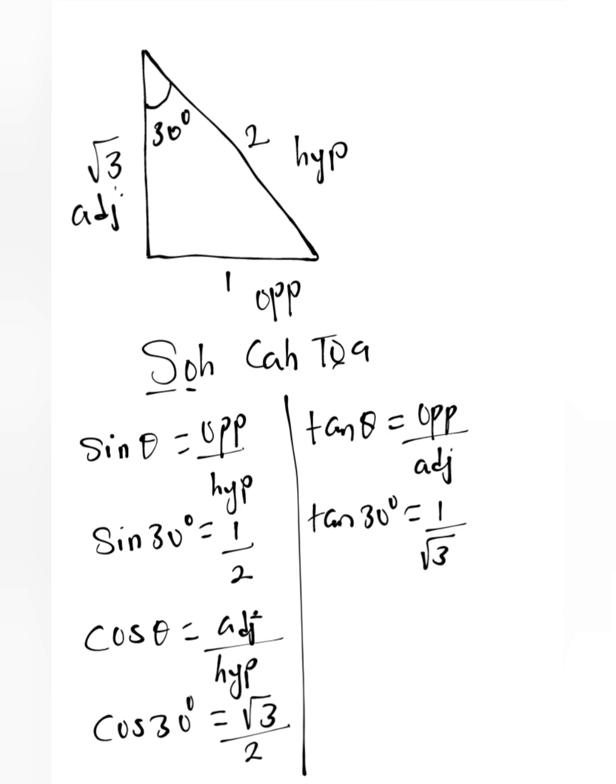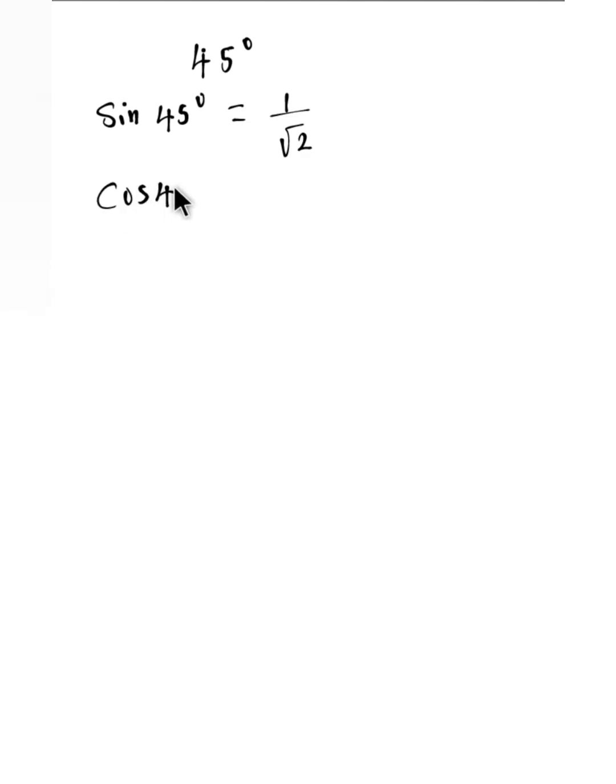And these are the special angles for angle 30 degrees. Sin 30 degrees is 1 over 2, cos 30 degrees is root 3 over 2, tan 30 degrees is 1 over root 3. Now let's list out all the special angles that we have derived. Angle 45 degrees. Sine 45 degrees is equal to 1 over root 2. Cos 45 degrees is equal to 1 over root 2. Tan 45 degrees is equal to 1.